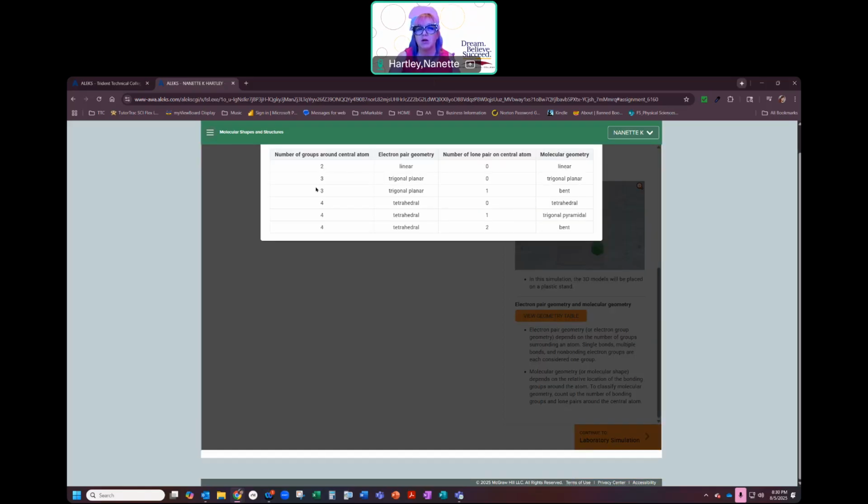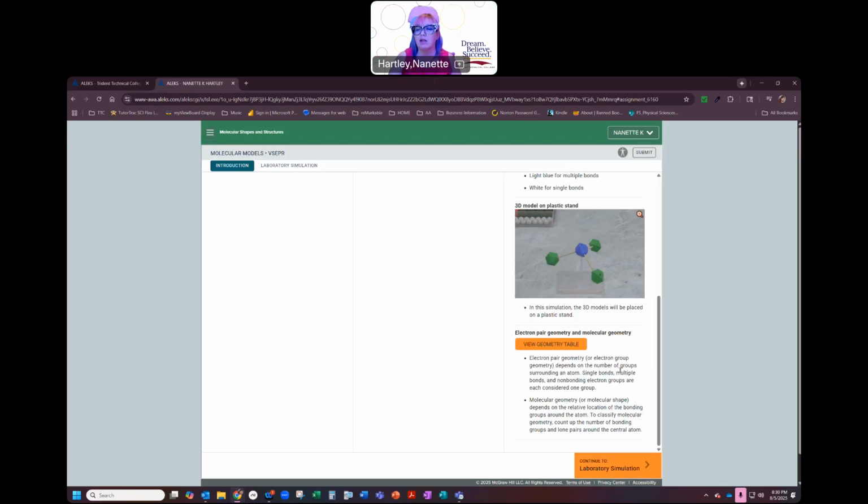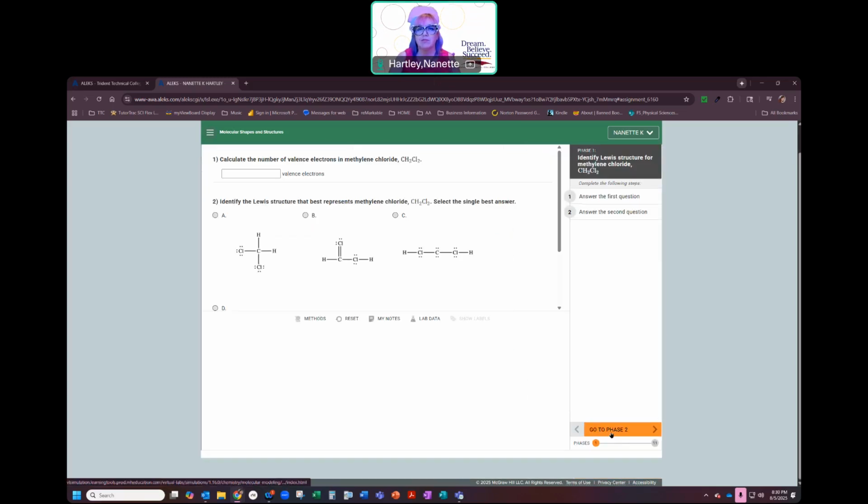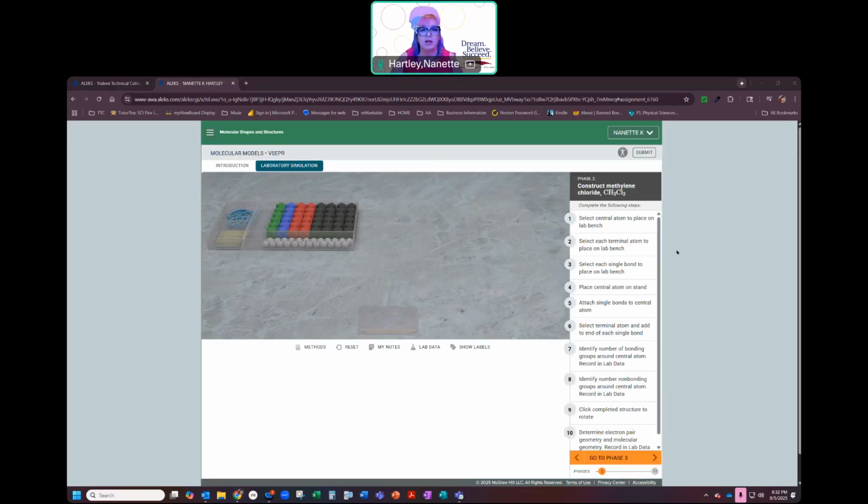And so this is the geometry table they're going to ask you to work with. So it's not quite the same as what we give you in class. It's a simplified version of that. Okay. So we can close that and we can go to the simulation. Now, it asks you a question about this. I'm going to skip this part. Okay. So we want to select the central atom to place on a lab bench.